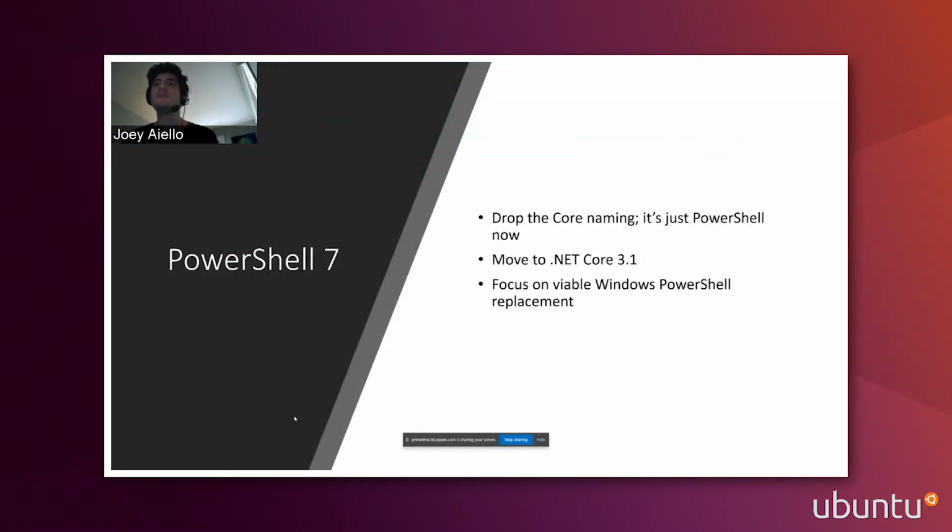So PowerShell 7, this is our newest GA product. We actually released this last Wednesday, March 4th, as our final GA. This was our move to .NET Core 3.1, which brought back an even more significant round of existing Windows APIs, including WinForms and WPF on Windows. It's also a time for us to drop the core naming. We've now said that, as a viable Windows PowerShell replacement, we think we've reached a certain level of backwards compatibility with Windows PowerShell.